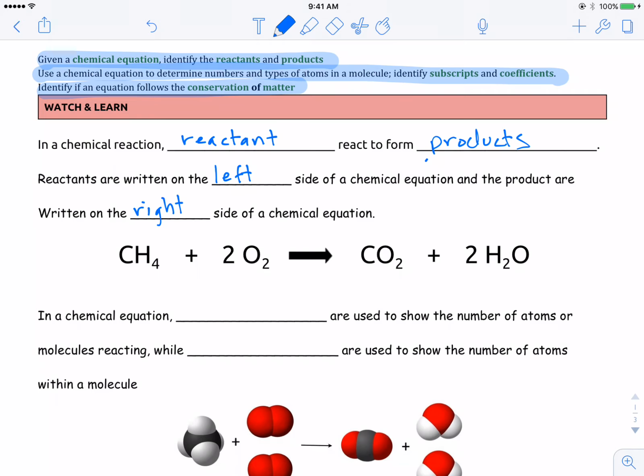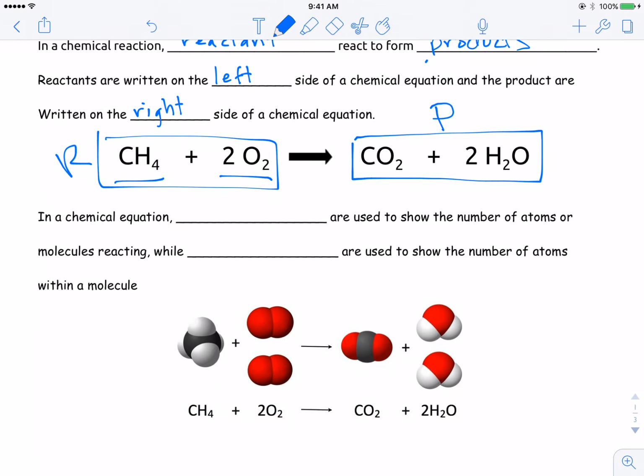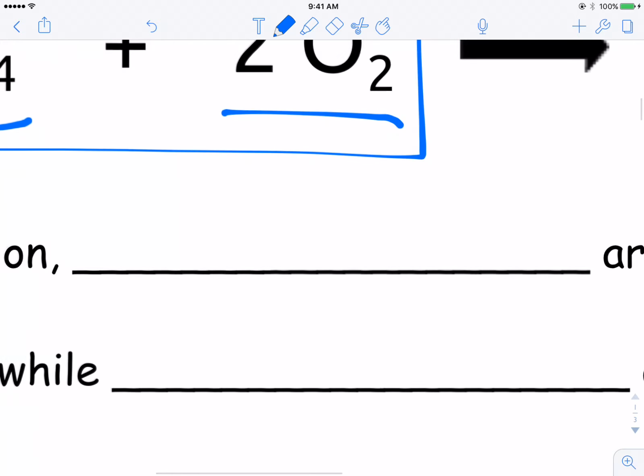So here I have a chemical equation. CH4, which is methane or natural gas, reacts with oxygen. Those two reactants, these are my reactants, react to form carbon dioxide, CO2, and water, H2O. These are my products.